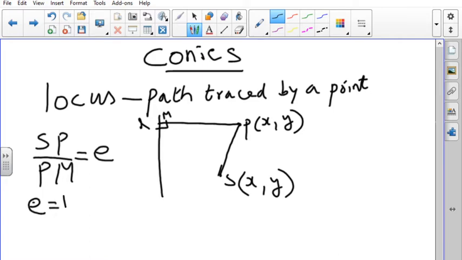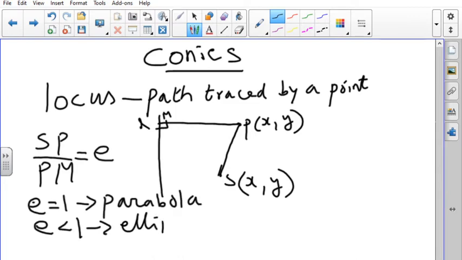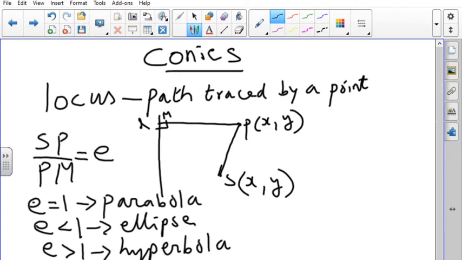When E is equal to 1, we get a parabola. When E is less than 1, it is an ellipse. And when E is greater than 1, it is a hyperbola. So this you should remember.